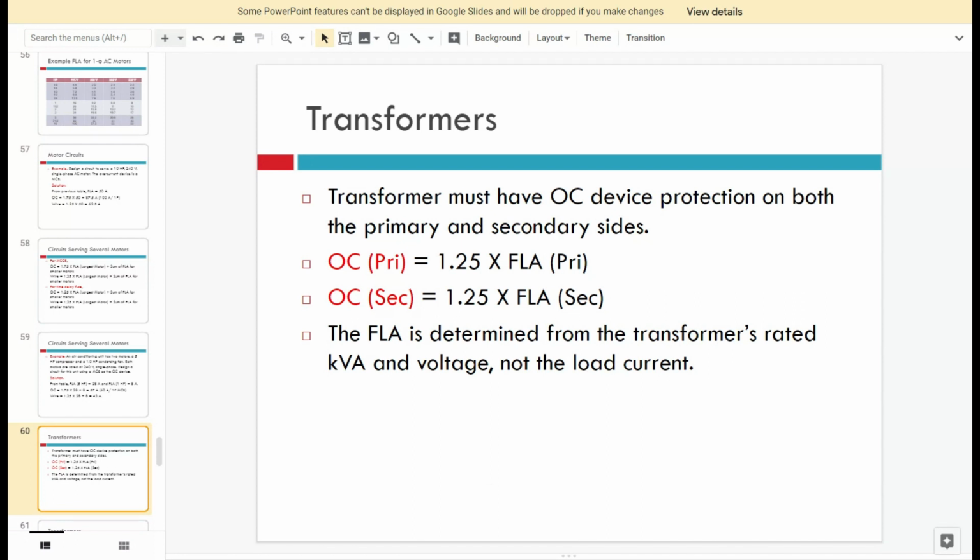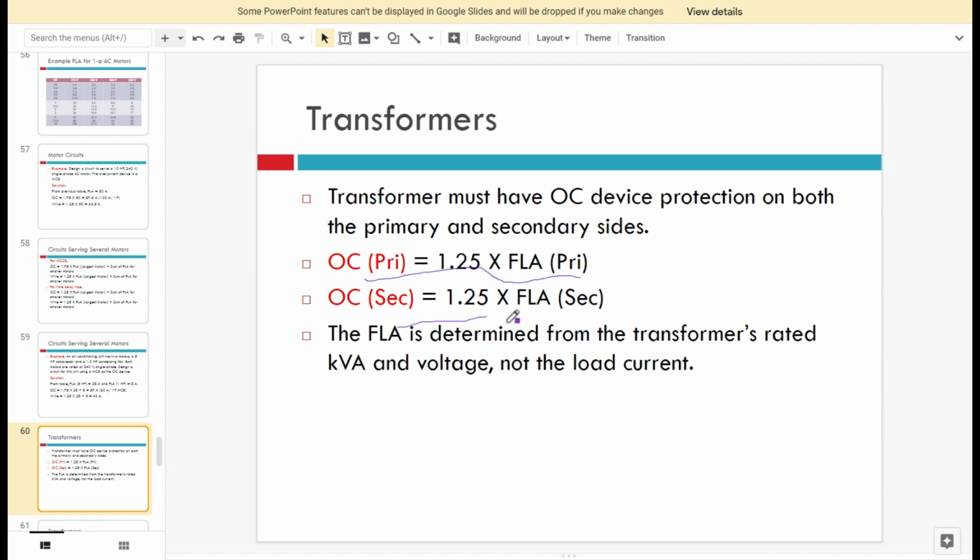protection for this transformer. Okay, so a transformer must have overcurrent device protection on both sides, which is the primary and secondary side. So as we know, transformers have the primary and secondary. So both of these sides must have the overcurrent device protection. For the primary side, we can use this equation. It is the same equation for the primary and also the secondary.